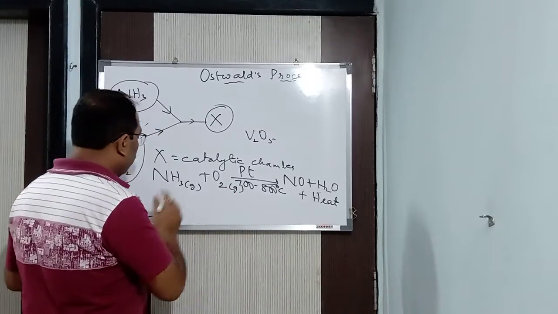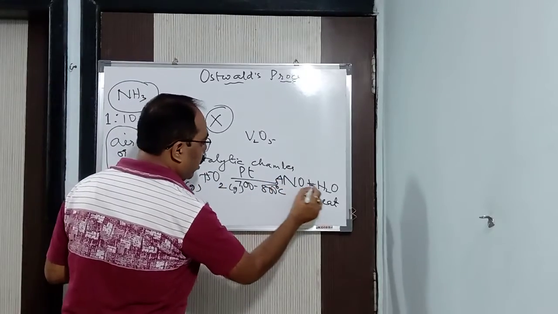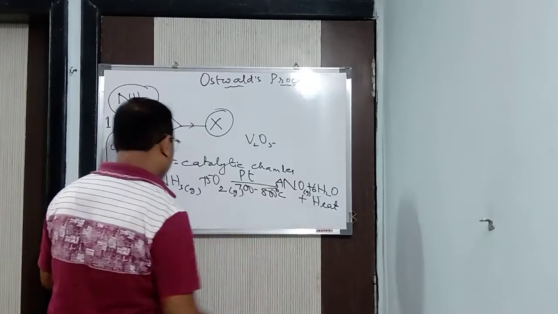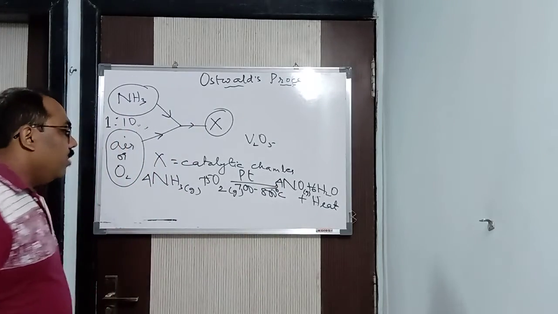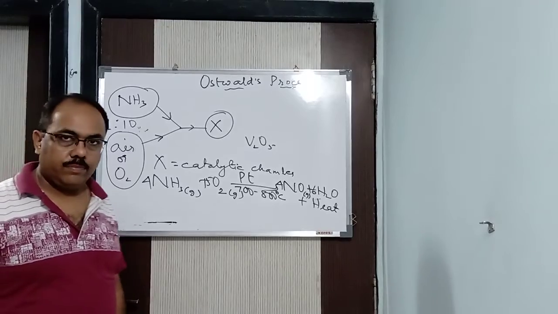Now, next, you need to balance it. This one, 4NH3 plus 5O2 will give you 4NO plus 6H2O. Of course, 4NO is a gas and this is a liquid. We can see that. Now, what you find is that heat is liberated here. That means the reaction is exothermic.